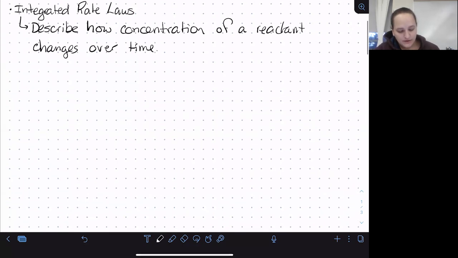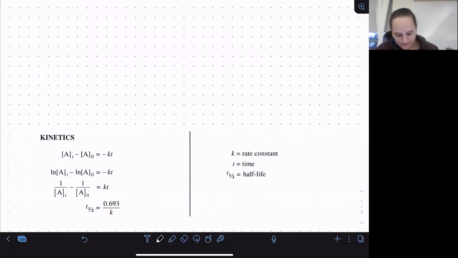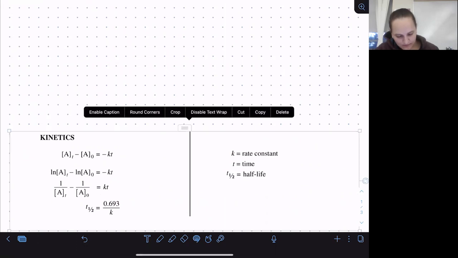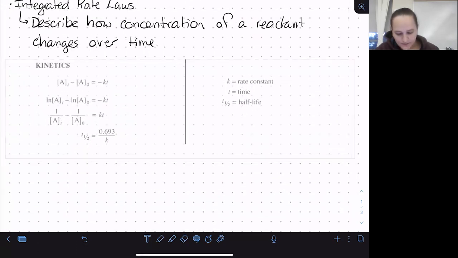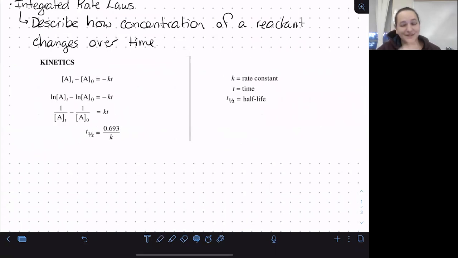So this is a set of equations that are given on your equation sheet. In fact, it's essentially the entire kinetics section, just about. So these first three equations are your integrated rate laws for different orders. So you do need to know which one is which. They're not labeled, but good news, they're in order.